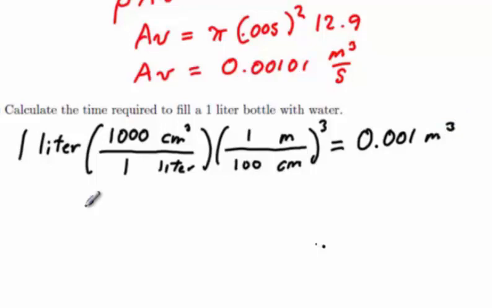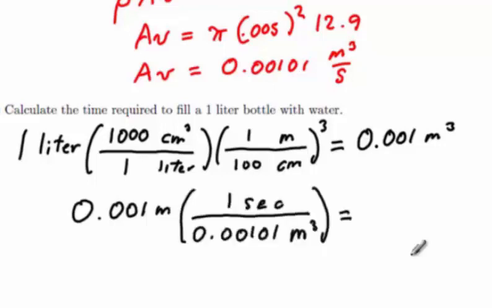To answer the question at hand, we take our 0.001 cubic meters and we divide this by the result from part B. Here we've accomplished the division by placing the 1 second in the numerator and the 0.00101 cubic meters in the denominator, so that we find the time interval required to fill this bottle of water to be 0.987 seconds, and the time interval is so short because we've got the faucet turned on full blast.